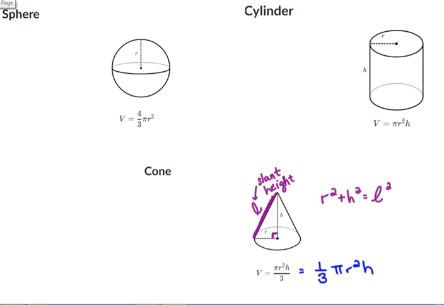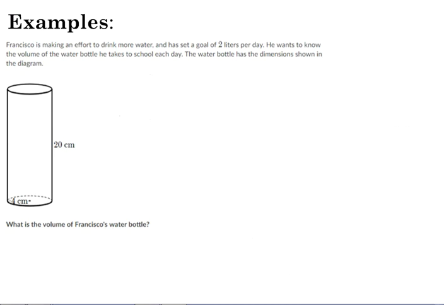Let's look at a few examples here of using the formulas. Sometimes we will leave the volume in terms of pi. What that means, if it says leave it in terms of pi, then you just don't multiply the pi. You multiply everything but the pi. Or if it asks for a decimal value, then of course you do multiply out the pi. So let's look at this first example here. It says Francisco is making an effort to drink more water and has set a goal of 2 liters per day. He wants to know the volume of the water bottle he takes to school each day. The water bottle has the dimensions shown in the diagram. What is the volume of Francisco's water bottle?